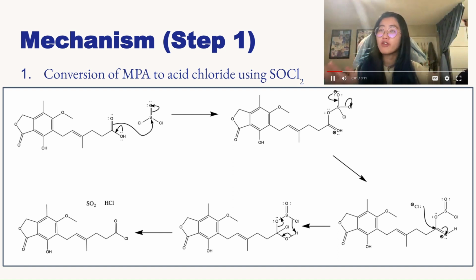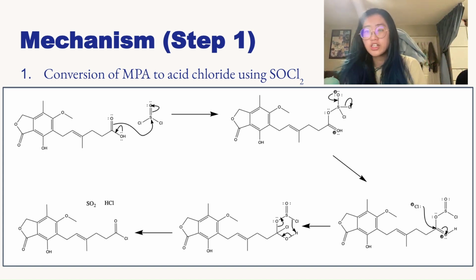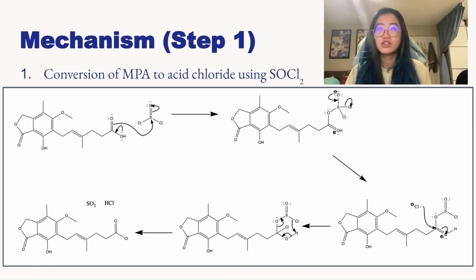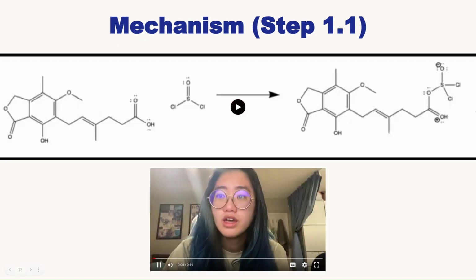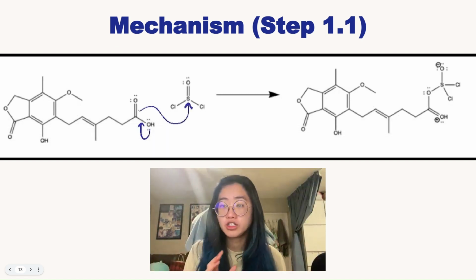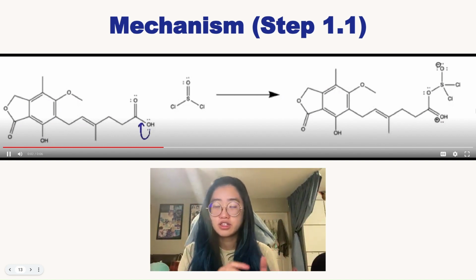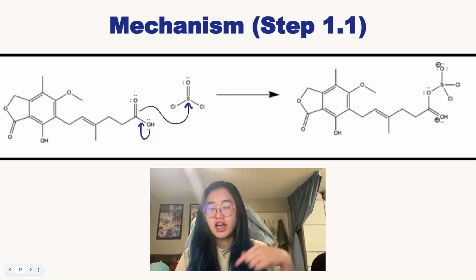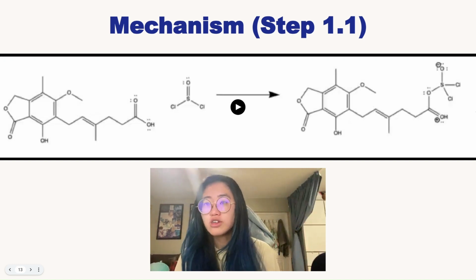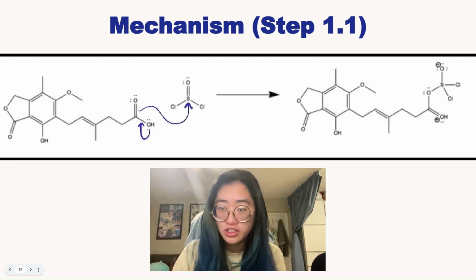This slide shows the overall mechanism scheme for the first step, which is the conversion of MPA into the acid chloride structure with the use of SOCl2. The lone pairs on the oxygen in the hydroxyl group are going to be used to form a new carbon-oxygen double bond, which forces the carbonyl carbon's electrons in the carbon-oxygen double bond to attack the sulfur in the SOCl2. Then the electrons from the sulfur-oxygen double bond are going to be pushed up onto the oxygen.